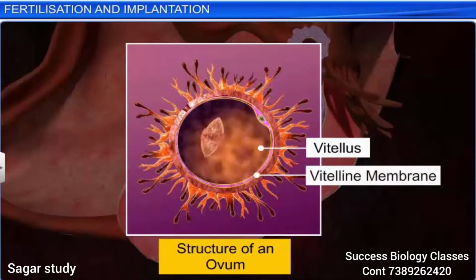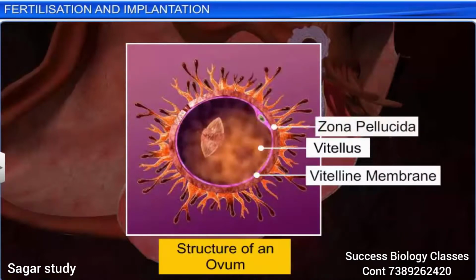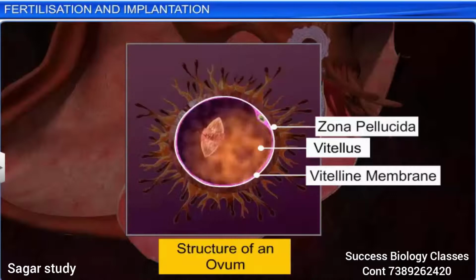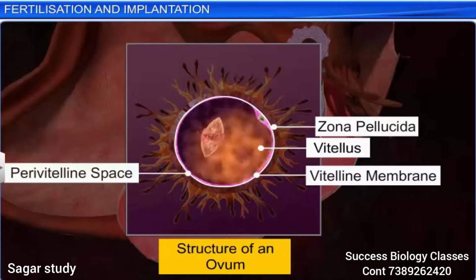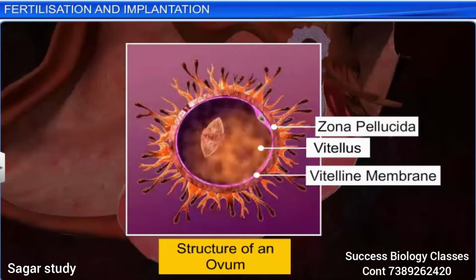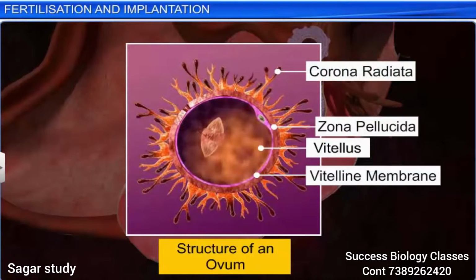The vitelline membrane is ensconced in another membrane called zona pellucida. However, there is some space between the zona pellucida and the vitelline membrane, which is called the perivitelline space. Surrounding the zona pellucida is a layer of granulosa cells called the cells of corona radiata.